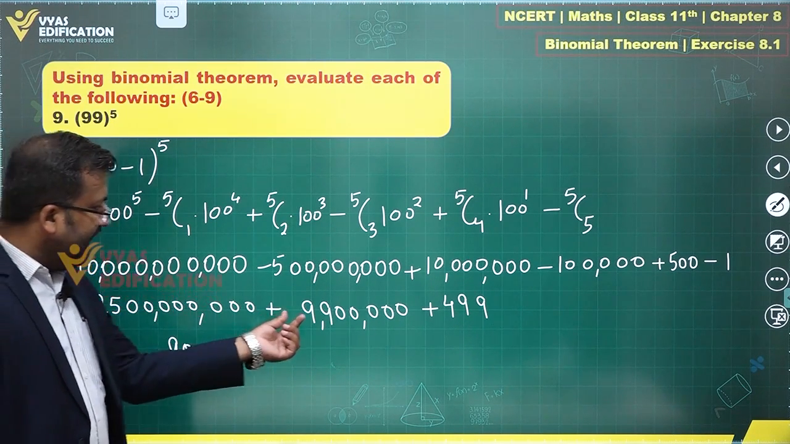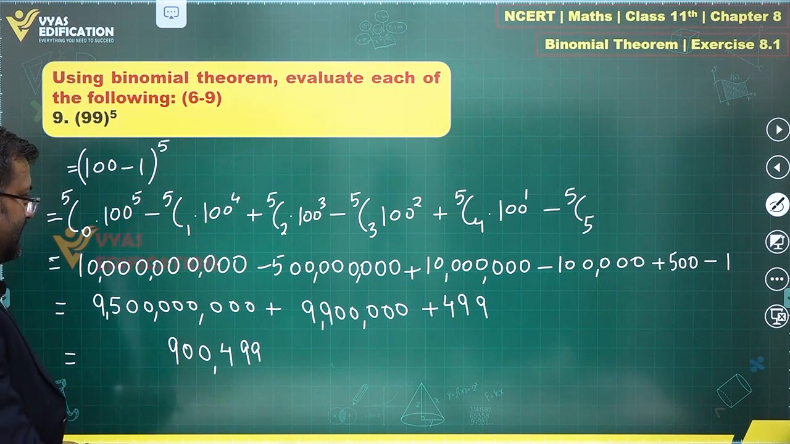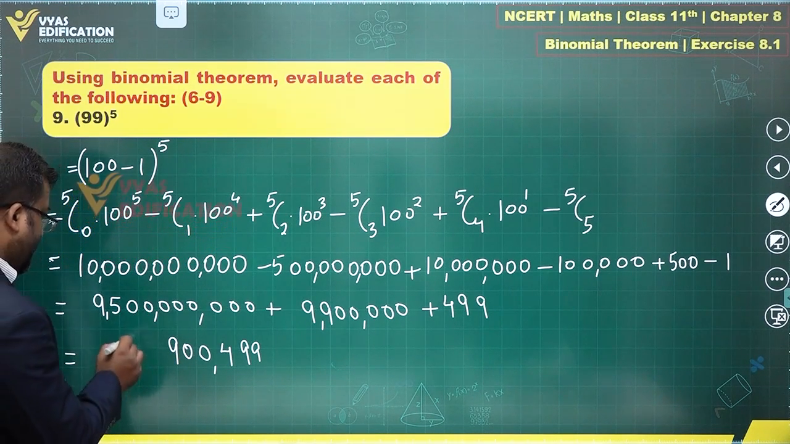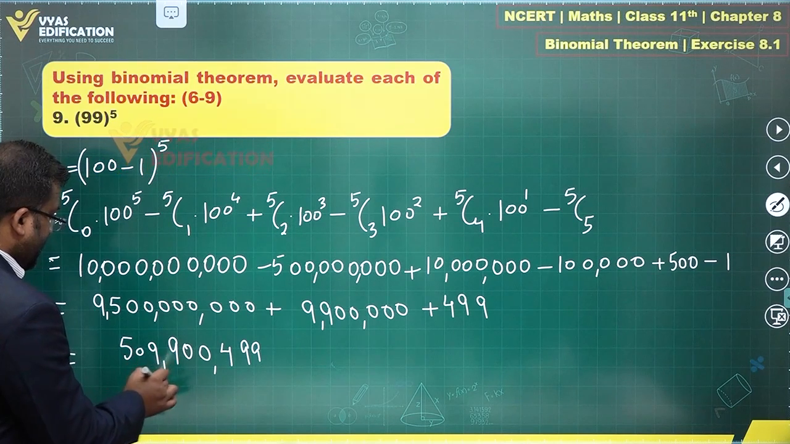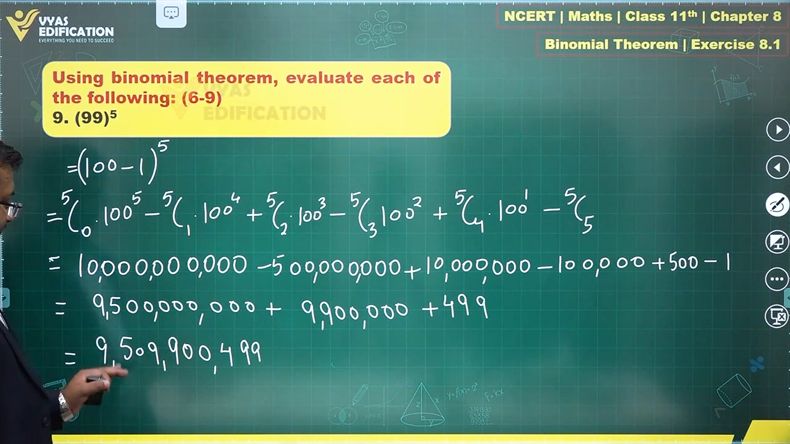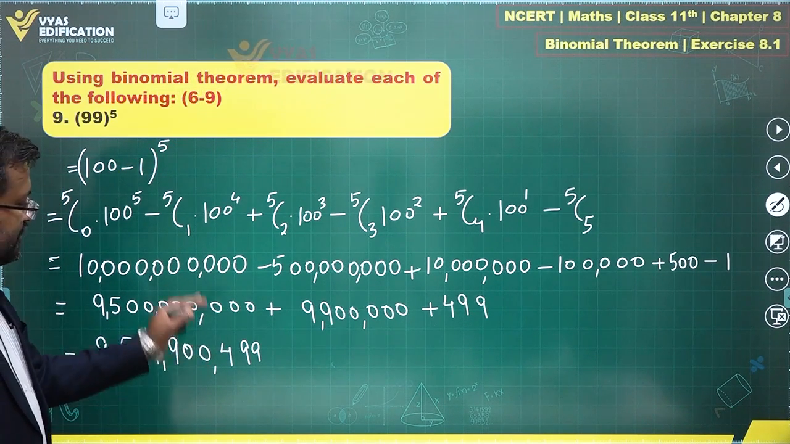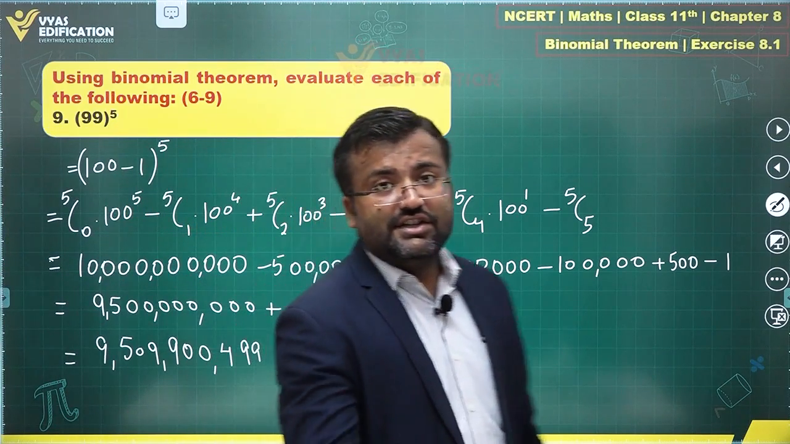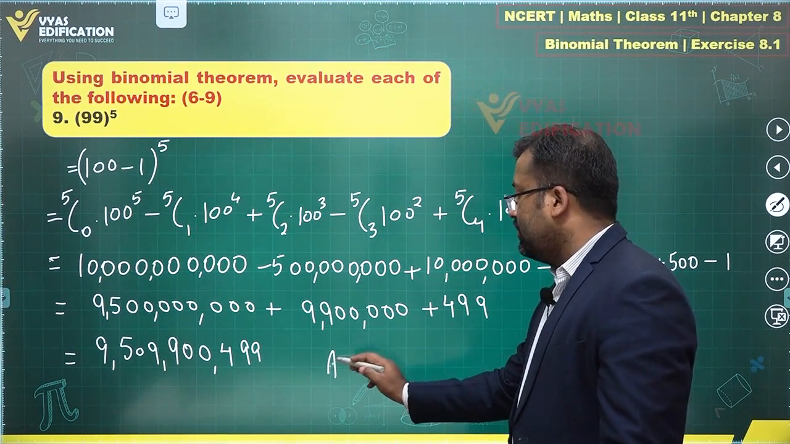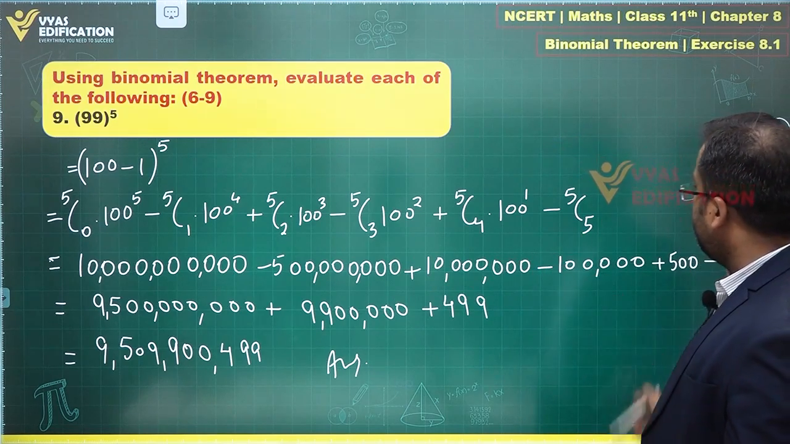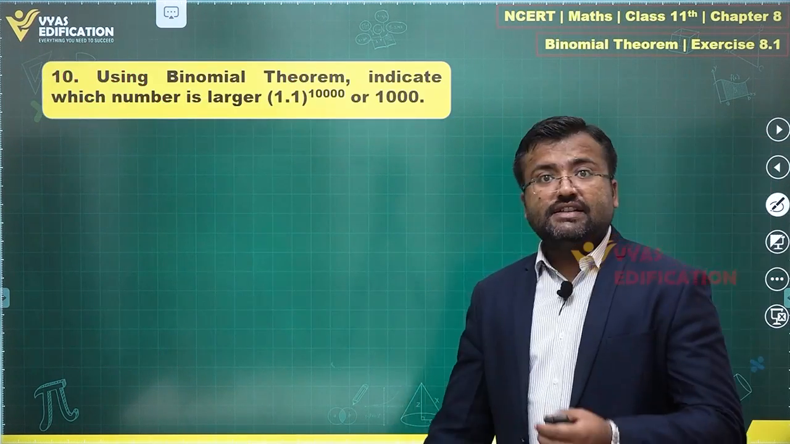After that you have a 9 and you have a 500. Add them together. You will get 509. And there's a 9 remaining. So this is 9509 900 499, and that is the answer for this question. As you can see behind me, the complete calculations are done over here. Let's discuss this question next.